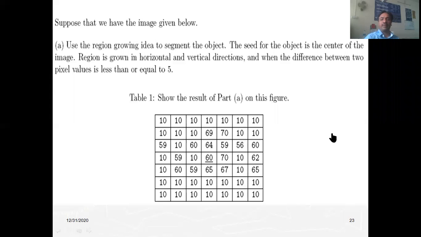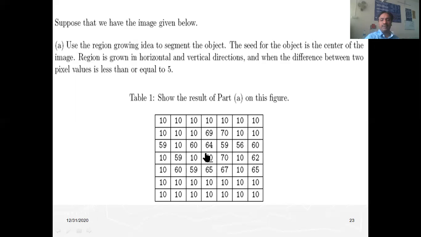Here the problem is like this. Suppose that we have the image given below. They have given an image which is just matrix elements. These matrix elements represent intensities of the pixels of the image. Here it says, use the region growing idea to segment the object. The seed for the object is the center of the image.